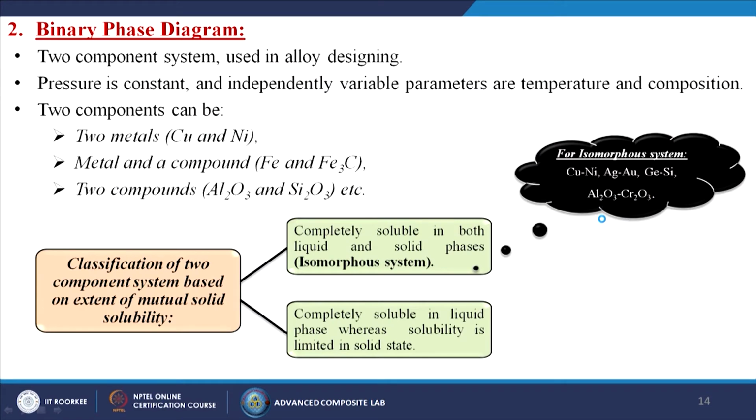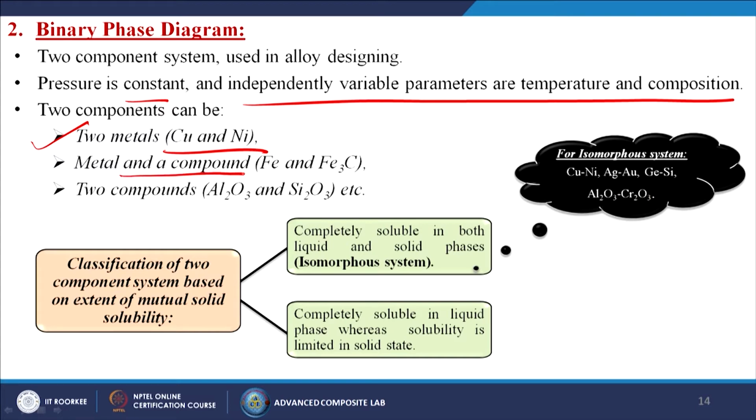Then what is a binary phase diagram? It is a two component system used in alloy designing. Pressure is constant and the independently variable parameters are temperature and composition. The two components can be two metals, like copper and nickel, just as an example, a metal and a compound like iron and Fe3C, or two compounds like Al2O3 and SiO2. So, these are all examples. The classification of two component systems is based on the extent of mutual solid solubility.